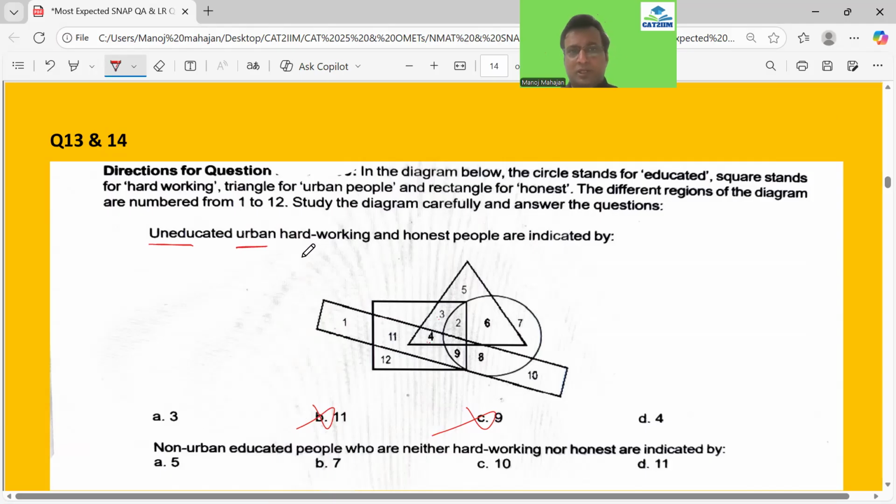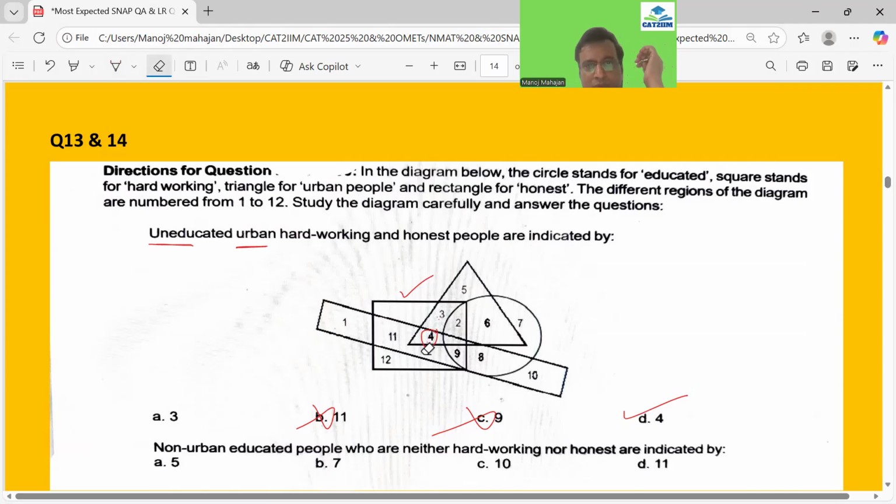Now, hardworking and honest. They're saying hardworking, and if I look, that is the square. So when you go to the square again, if I look over this portion, we are still left with 3 and 4. So we have to surely look at the honest also. The honest is the rectangle. So in the rectangle, you get this number 4. So this is the answer, right?